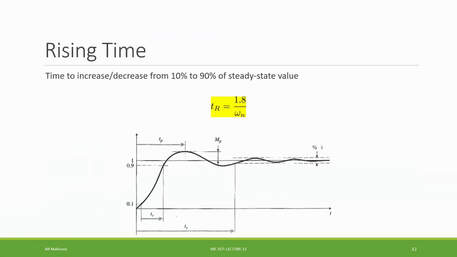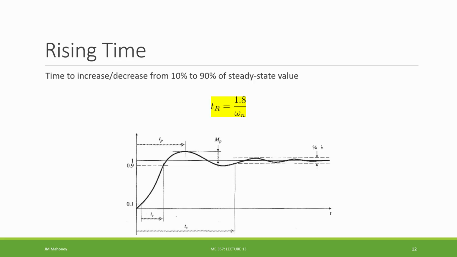So calculating the rising time. The rising time we're really not going to use that much, but it does come up in system performance. So the rising time is usually defined as the amount of time it takes to go from 10% to 90% of the steady state value. So it's that TR in the picture below.